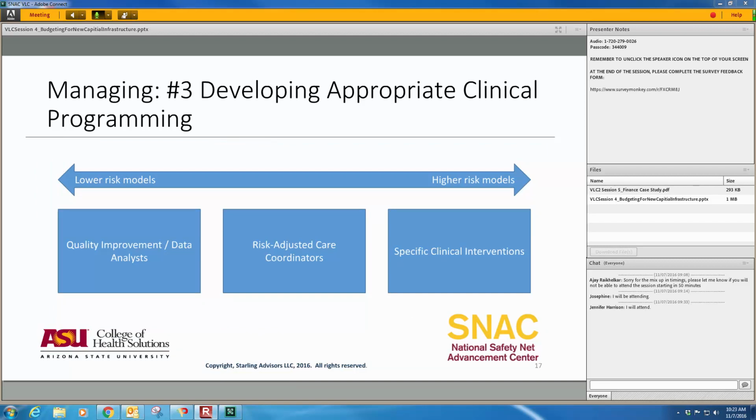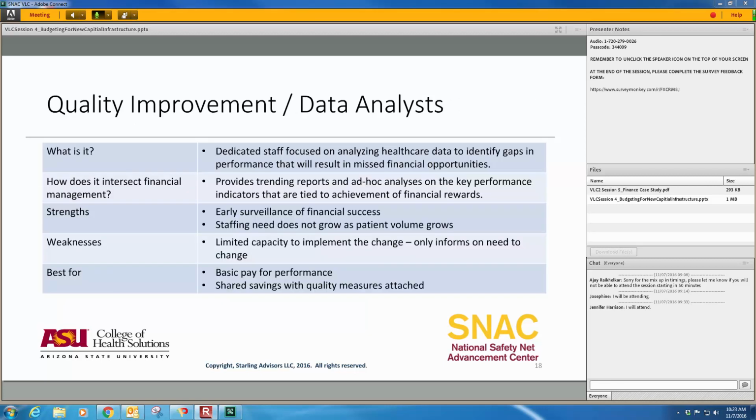So let's talk about appropriate clinical programming and really the financial impact that it has on the business. We talked about three different models: quality improvement versus risk adjustment versus very specific or targeted clinical interventions. And I think what you'll find is that there's a spectrum here, that in the lower risk models, it is really more about broad-based quality improvement. In the higher risk models, we really have to get very specific about what we're going to be doing with these patients.